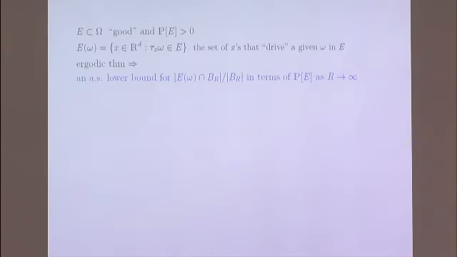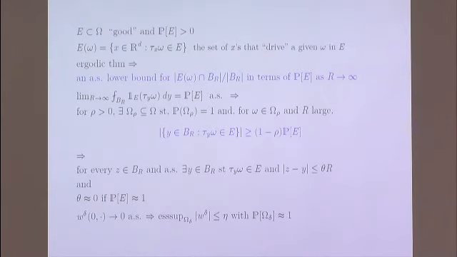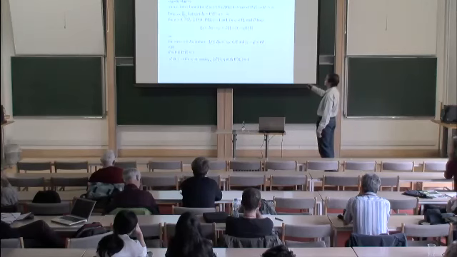So let me show you why something like that is true. This is a general statement, how to use the ergodic theorem in such kinds of situations. So suppose you have a good set. You have some set E, a subset of omega, the probability space, which is good. I mean, the property you like holds on that set, and of course that set has positive probability.